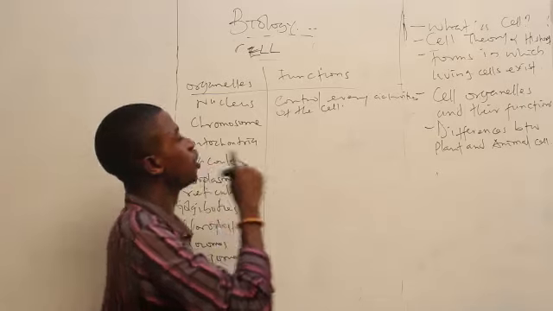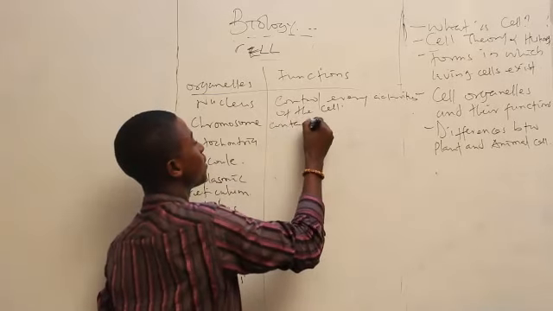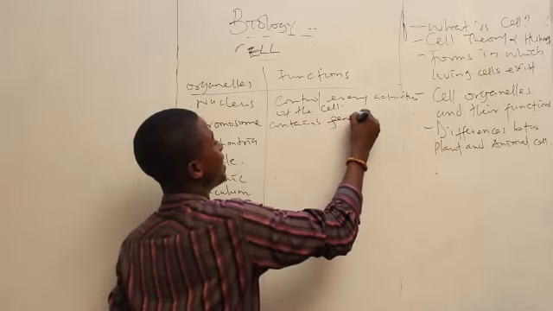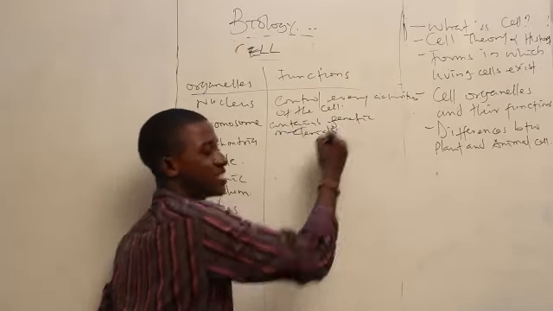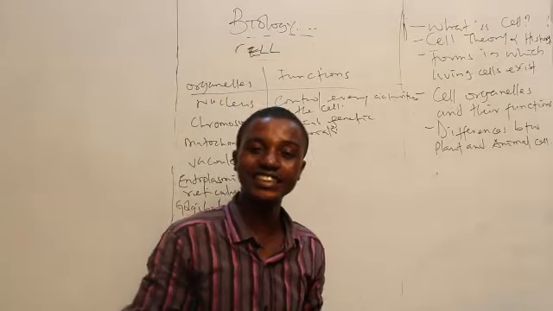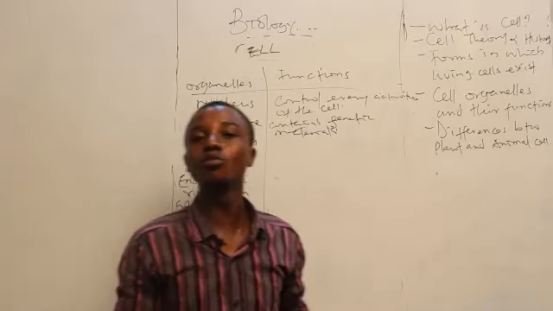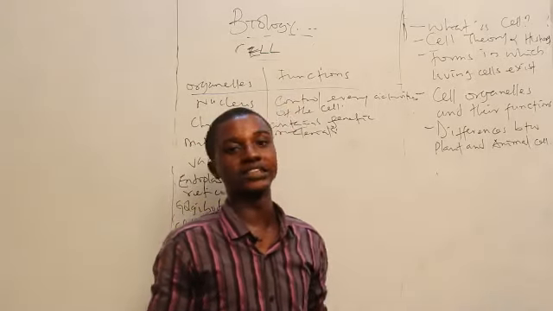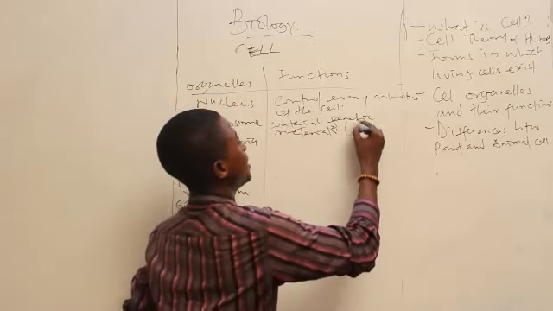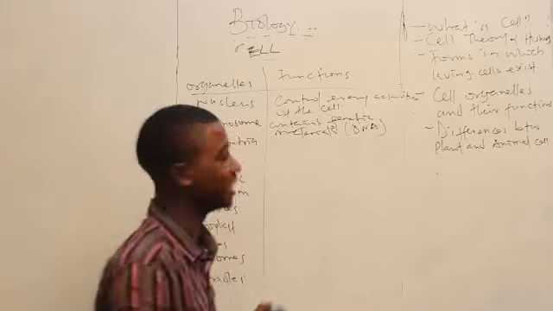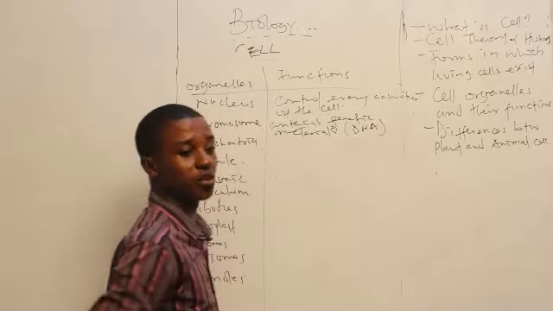Now we have the chromosome. The chromosome contains genetic material. And what is the genetic material? They contain DNA. The chromosome is the reason why you look like your daddy and your mommy and not your landlord. So basically, the chromosome contains genetic material, which is known as the DNA.